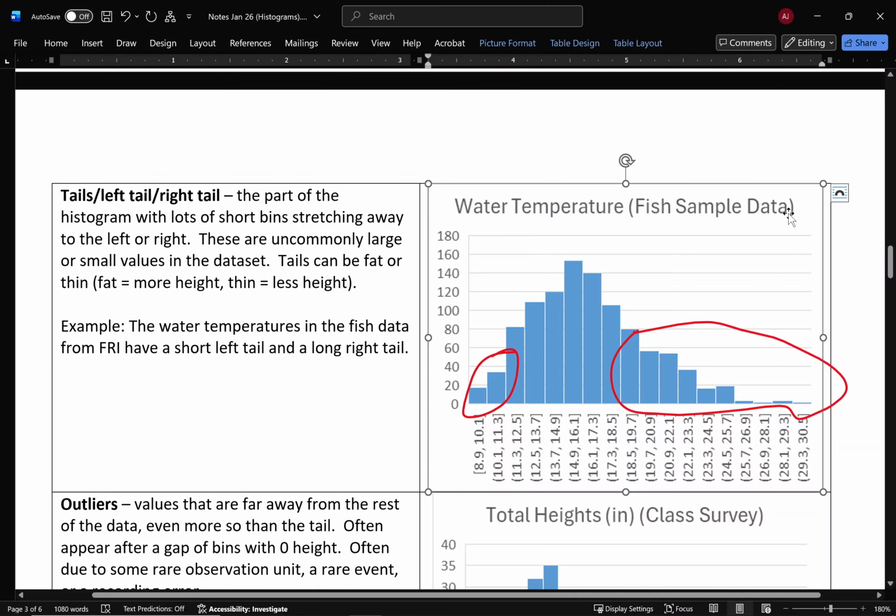So looking at the water temperature here, this is from the fish sample data. Every time they went out and measured some fish, they took the water temperature where they were doing it at. So these are all the water temperatures. And what you can see is that most of the water temperatures were between about 12.5 to 18.5. And then as you get into higher and higher water temperatures, they're getting less and less common, less and less popular. So those would be like uncommonly large values. I believe these are also in Celsius, so a Celsius temperature of 30 is really pretty hot for water.